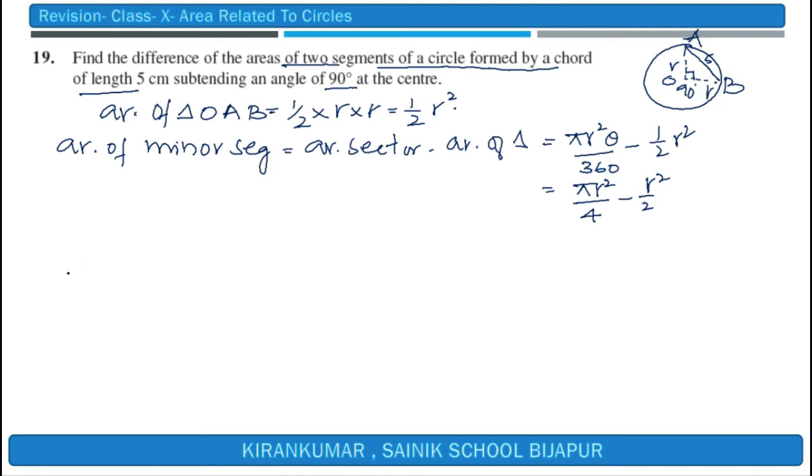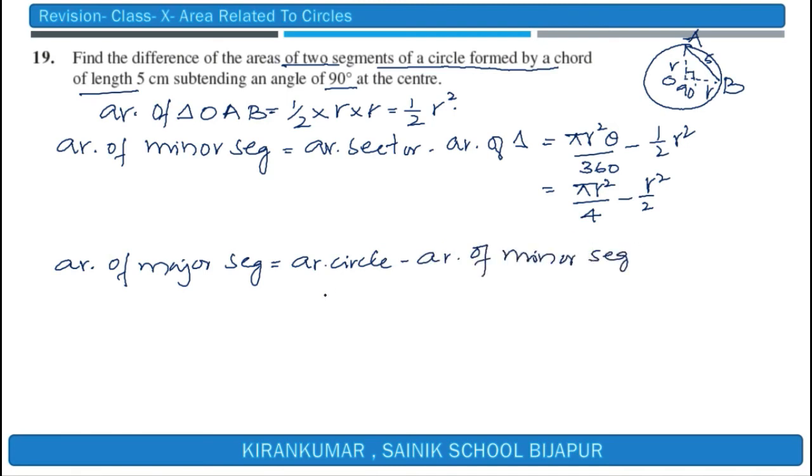Therefore, the area of the major segment will be area of circle minus area of minor segment. The area of the circle is pi r square minus the area of the minor segment, which is pi r square by 4 minus r square by 2. On further simplification, we get it as 3 by 4 pi r square plus r square by 2.